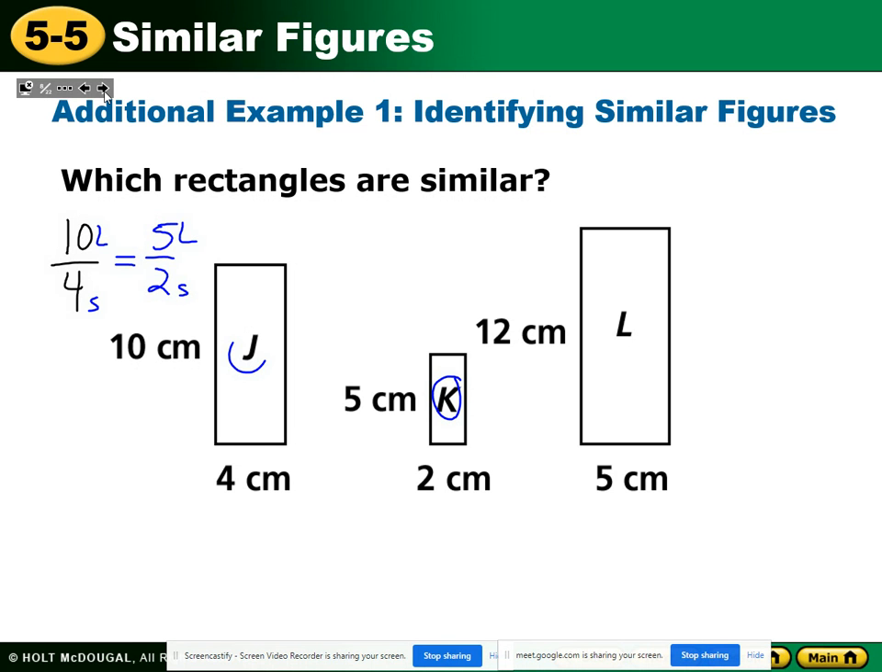Okay. And when I do that over here, if I have my 5 over my 2, and I have my 12 over my 5, equals, because this is the long side and this is the short side. This is the long side and that's the short side. Do you see what I'm doing with the long side and short side? Does that make sense? 25, 24. Oh, they don't measure out, do they?